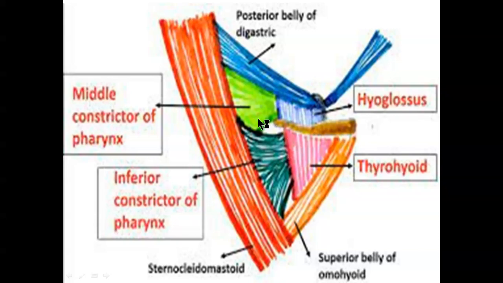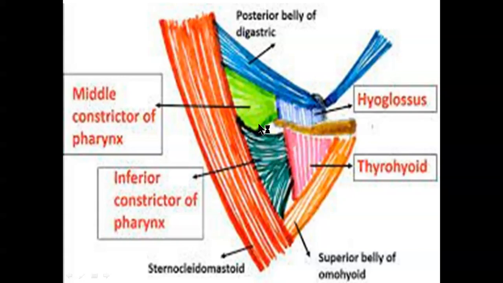The floor of the carotid triangle would be four muscles. One would be your hyoglossus muscle. One would be your thyrohyoid muscle, and two constrictors of your pharynx: your middle constrictor and inferior constrictor.